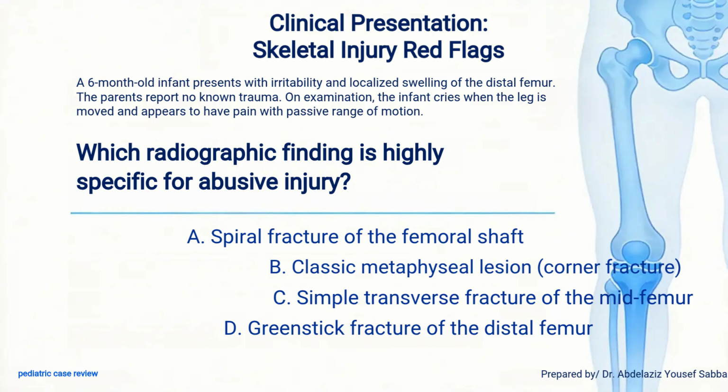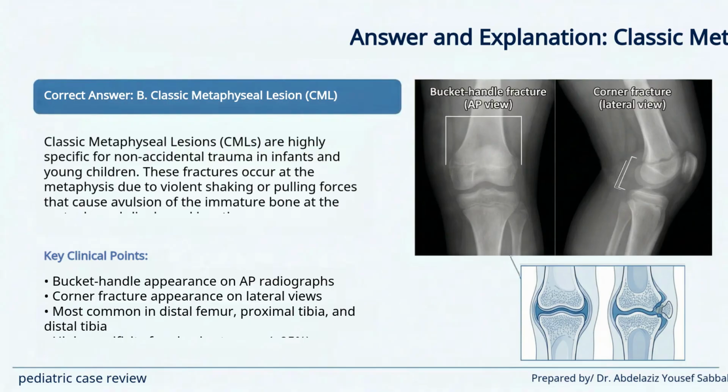Option A, spiral fracture of the femoral shaft. Option B, classic metaphyseal lesion, also called a corner fracture. Option C, simple transverse fracture of the mid-femur. Option D, greenstick fracture of the distal femur. The correct answer is option B, classic metaphyseal lesion.